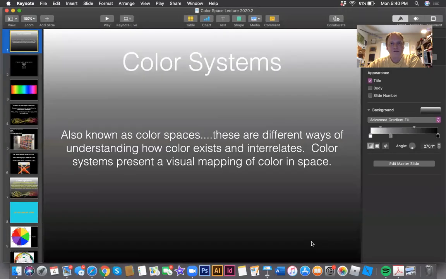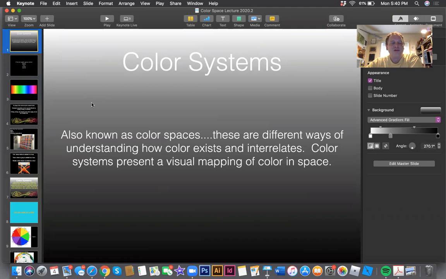Hi guys, here is another short lecture that isn't associated with any particular assignment, but it's information that we need to know. Particularly, we are talking about color systems, and these are also called color spaces, and these are just different ways of understanding how color exists and interrelates. A visual mapping of color in space.